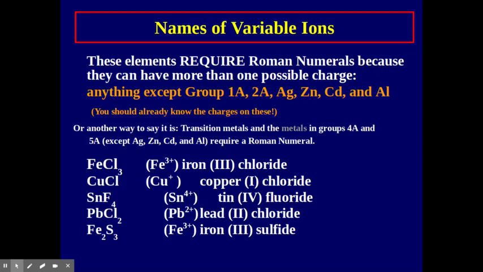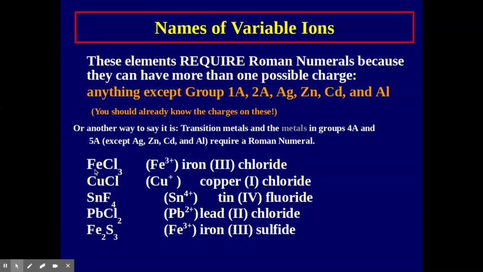So, when you put the Roman numeral in, it's going to be in parentheses after the metal. Now, how do you figure out the Roman numeral? You're basically uncrisscrossing. You have to look at your formula and figure out what charge that metal would be.